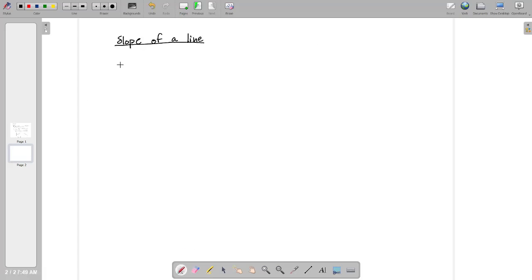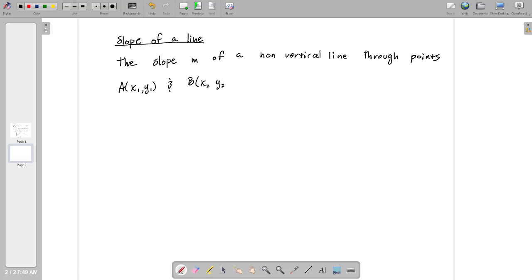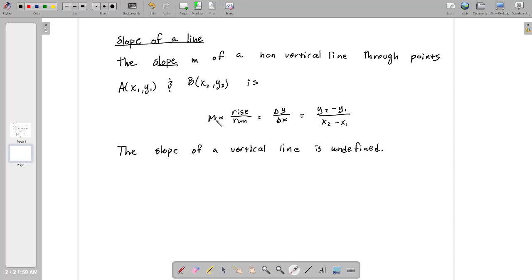Slope of a line. The slope m of a non-vertical line through points A (x1, y1) and B (x2, y2) is m equals the rise over run, which is equal to the change in y divided by the change in x, which is equal to (y2 minus y1) divided by (x2 minus x1). The slope of a vertical line is undefined. All three of these are different formulations. They all mean the same thing, but they're different ways of saying the same thing. And we'll get to a vertical line in a second.